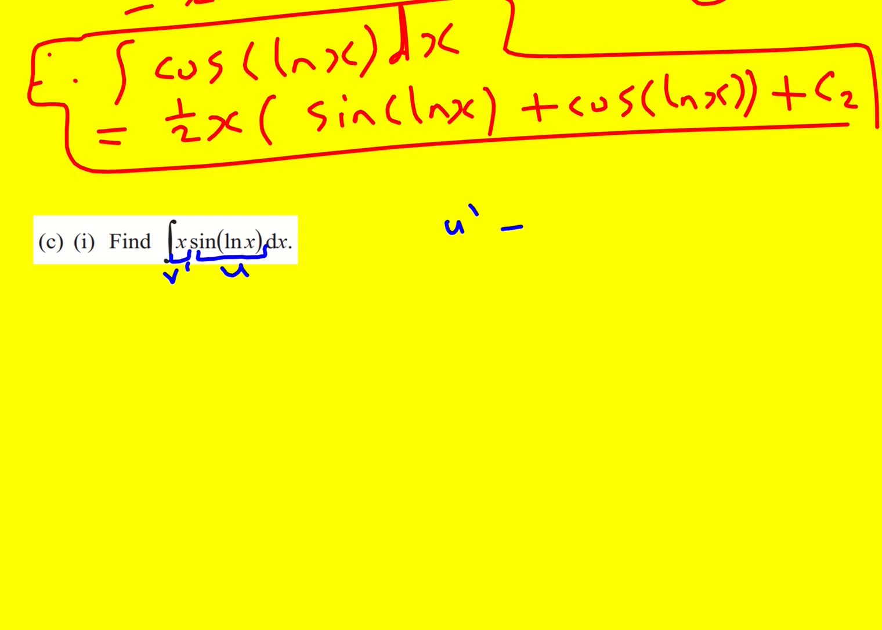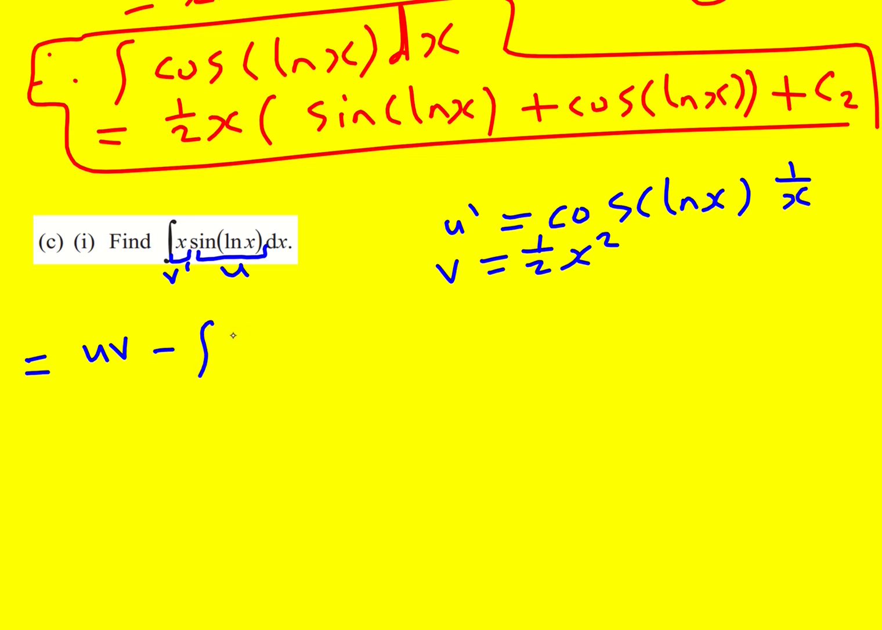So I'm going to get u dash is equal to, using the chain rule, cos ln x times 1 over x. And then v is going to be more complicated. It's going to be a half x squared. And then my integral is going to be uv minus the integral of u dash v, which is going to give me a half x squared. By the way, I'm going to call this s. You'll see why later on. You might not think of it at the time, but I'm just making reference to it now.